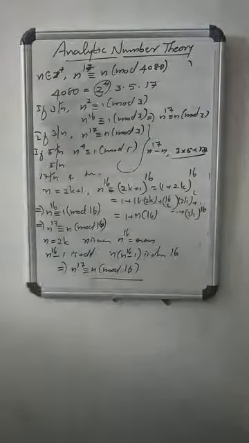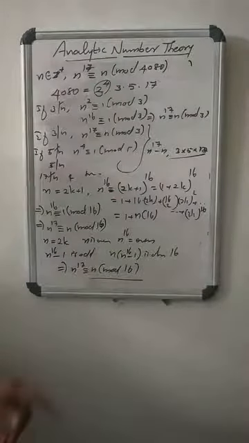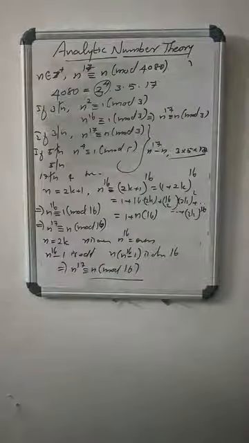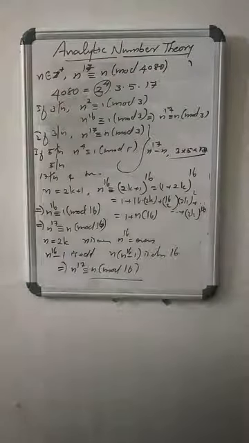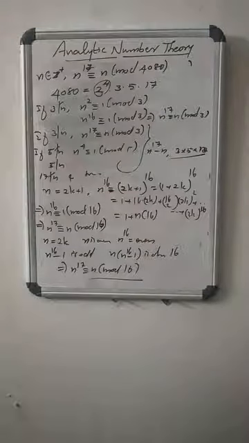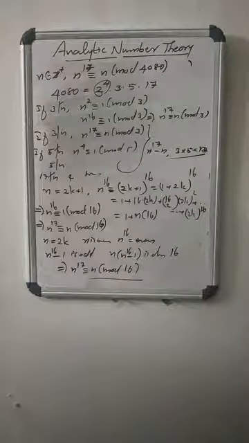Therefore, n power 17 minus n is divisible by 3 into 5 into 17 into 16. So these are the integers. Agreed? Okay. Now this third chapter is also over, so the first module is also over. Now in the next class, let us discuss the second module. Thank you.